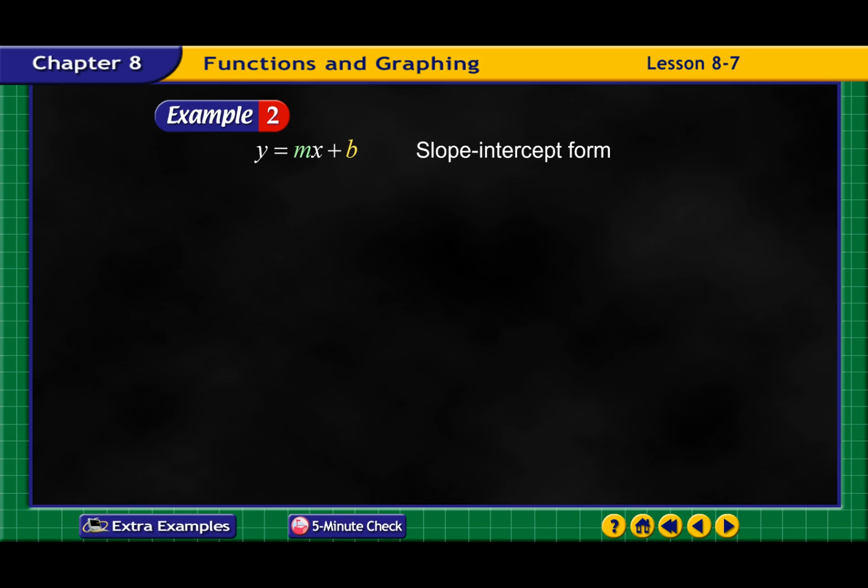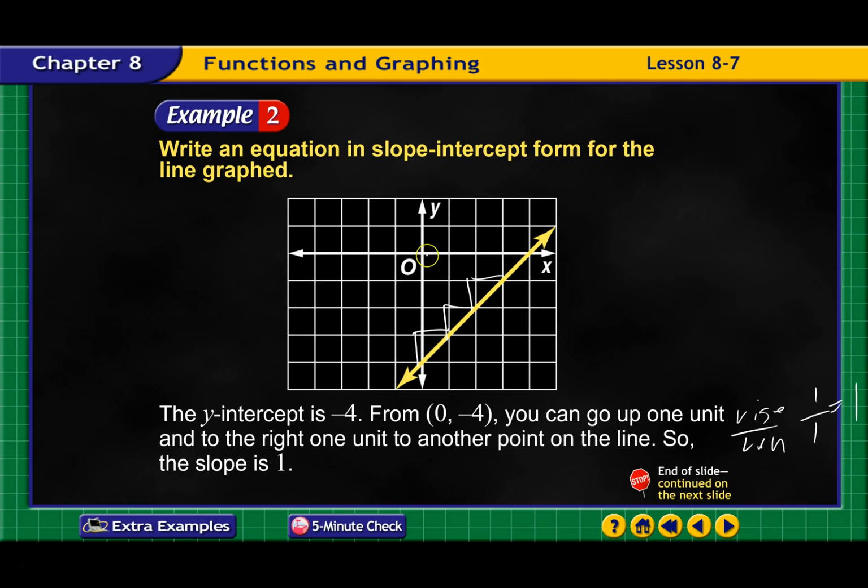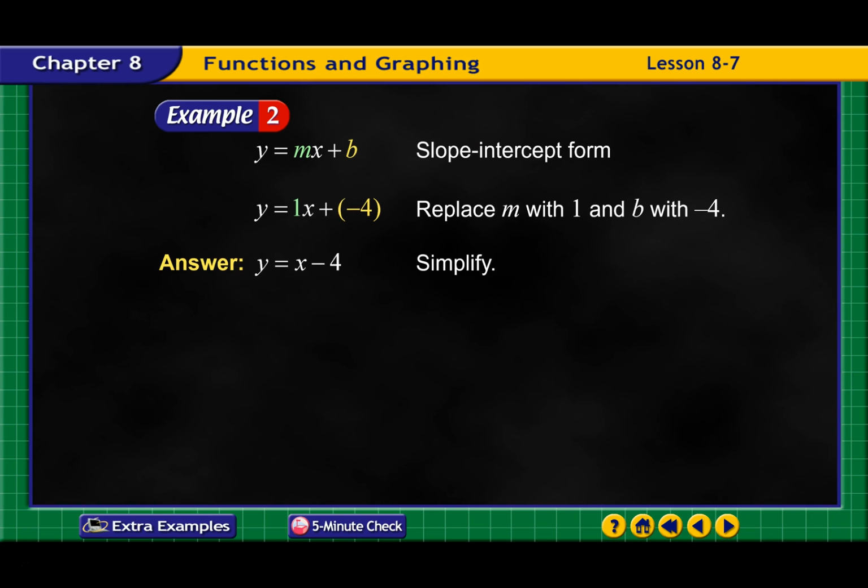So I take my slope-intercept form. I replace my slope with 1, which is what we figured out, and my y-intercept with -4. Now I got the -4 again. I just counted 1, 2, 3, 4 down, and there's my y-intercept by reading the graph. I simplify it out with the 1 there and the negative, so y equals x minus 4.